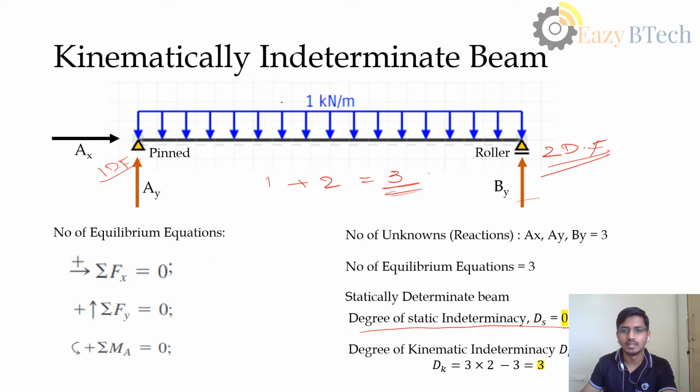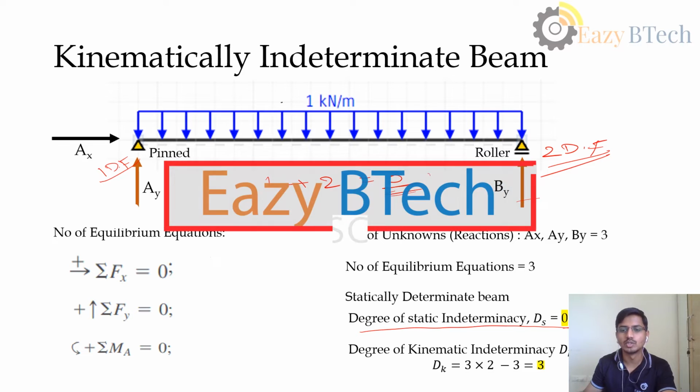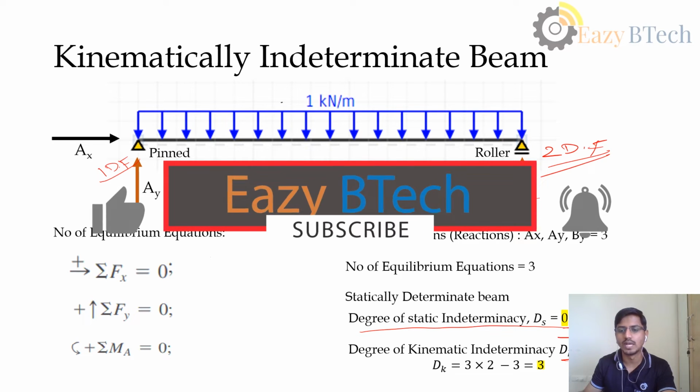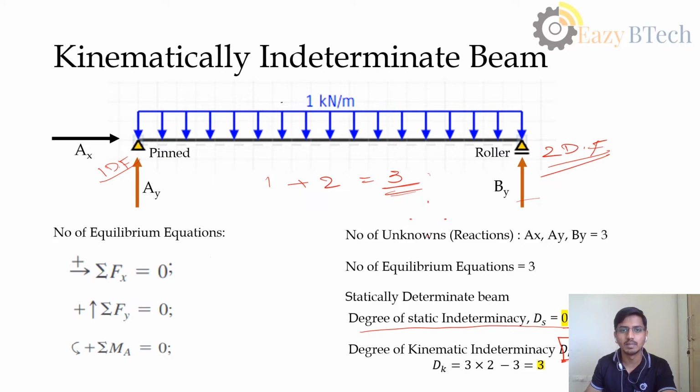This is one way. Another way is to directly substitute the values in the formula, that is dk equals 3j minus r. We have 2 joints here, and the number of reactions is 3. So 6 minus 3 is 3. Right? This is a statically determinate beam, but it is kinematically indeterminate.